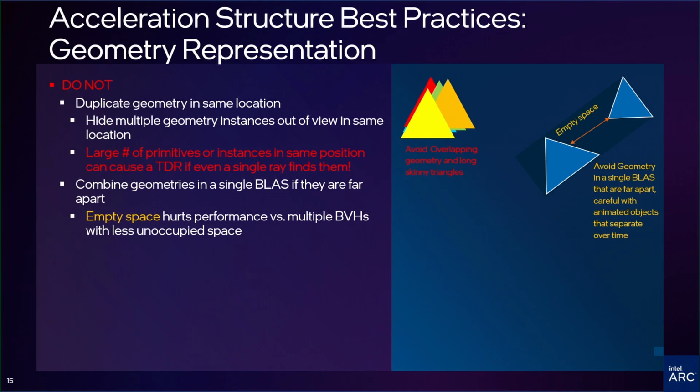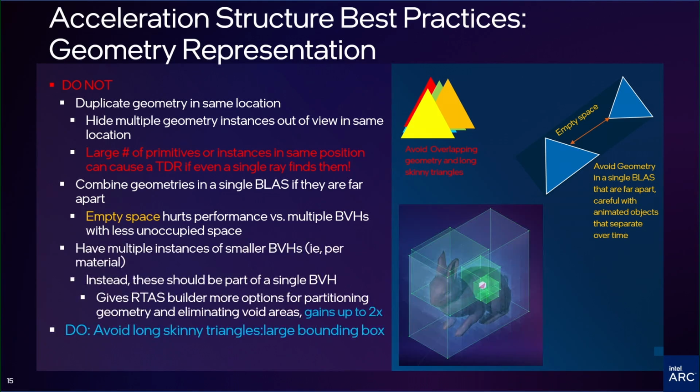To get around that, having per object or smaller BVHs on each of those objects will actually give you better performance than a single BVH over any two pieces of geometry that are going to have a lot of empty space between them.